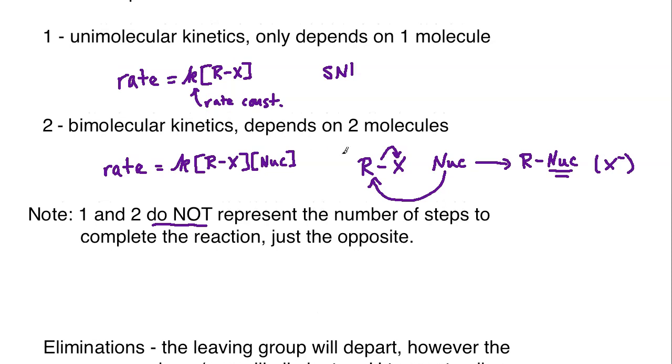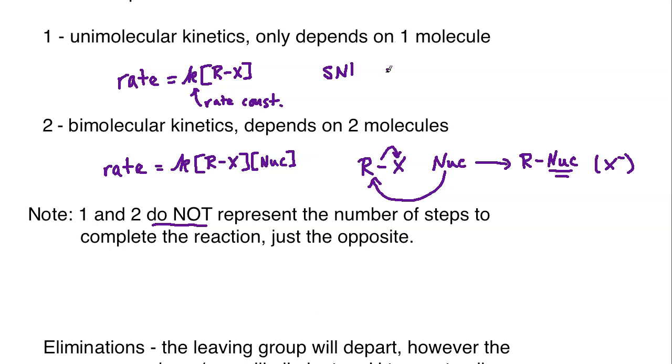So in an SN1, you, at the very minimum, have to have at least 2 steps. Usually there's up to 3 if you have a neutral nucleophile, and that's a bit beyond the scope of this lecture, but we will get into that later in this course.